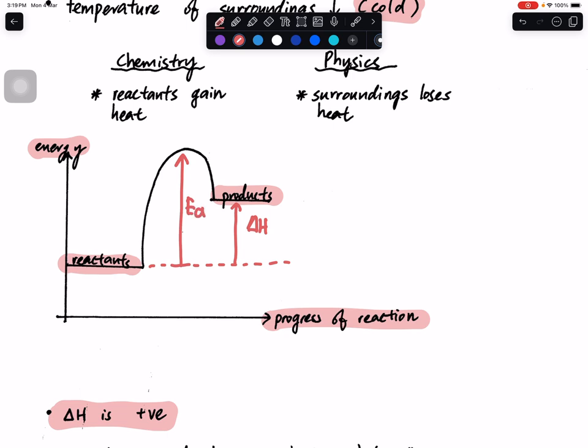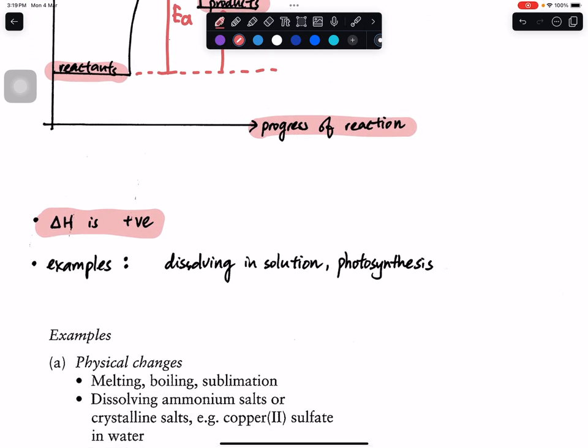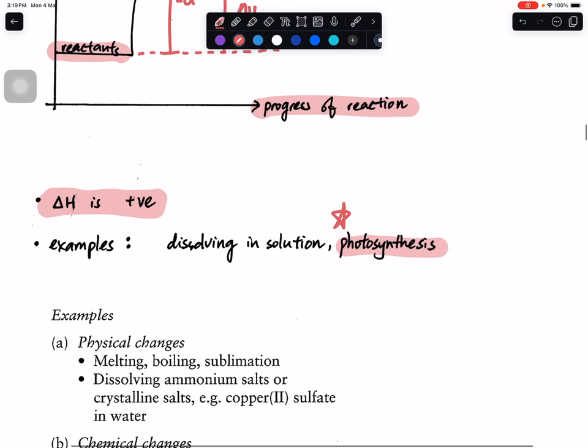Alright, so if you have no questions, that is the main idea. So what are some examples of endothermic reactions? The first and most important one is actually photosynthesis. I need you to remember that. The next one is dissolving. When I say dissolving, I'm going to be a little bit more specific. We're going to talk about the dissolving of ammonium compounds.